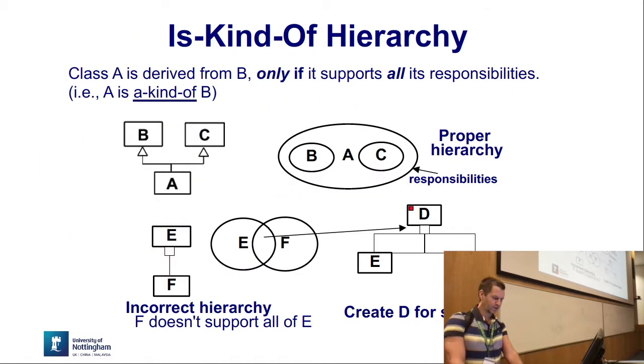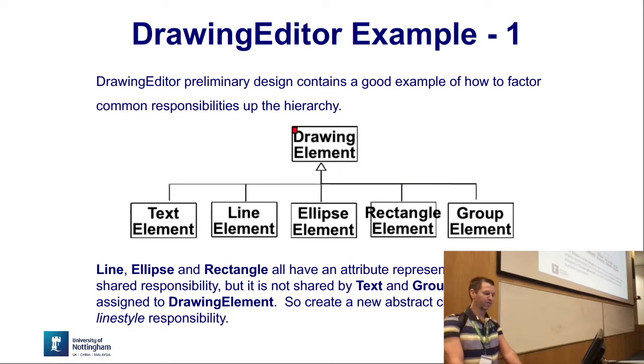So let's continue where we left off. The drawing editor example. Here's an example of a class hierarchy, the is-kind-of relationship. And watch, I can do it here too. Text element is a kind of drawing element. Line element is a kind of drawing element, and so on. So we've introduced an abstract class for all of these child classes. Line, ellipse, and so on. We notice that it's not optimal, right?